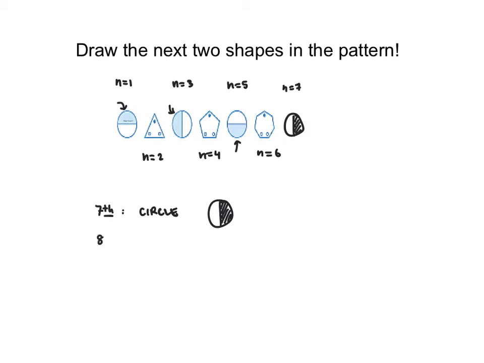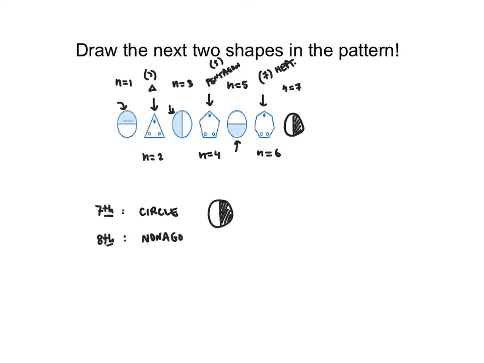Now let's look at the eighth term. I know the eighth term is going to be a polygon. Here in term 2, I see a triangle. Then I see a pentagon. So I went from 3 sides to 5 sides. Then in my sixth term, it looks like 1, 2, 3, 4, 5, 6, 7 sides. That's a heptagon. So in my eighth term, I will have 9 sides. So I should have a nonagon.